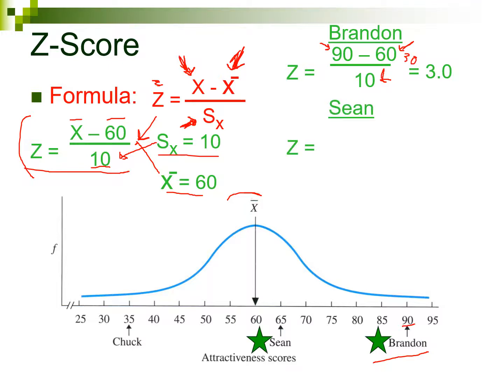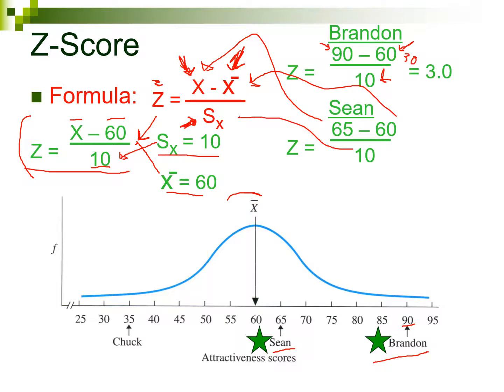Let's do the same for Sean now. So Sean has a raw score of 65. We'll plug Sean's score into the formula we've been looking at. So it's going to be 65, which is, again, his raw score, minus 60, which is, again, the mean of the distribution, divided by 10, which is the standard deviation of the distribution. We have to do it in that order. So 65 minus 60 gives us 5. We'll then do 5 divided by 10, and we get 0.5.